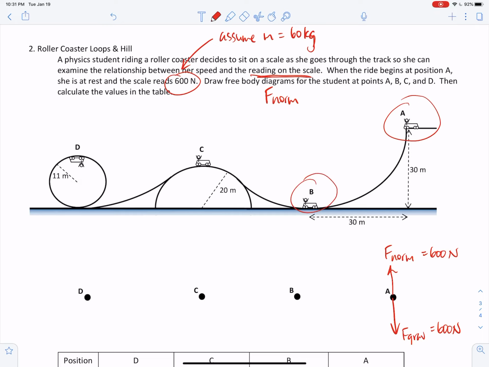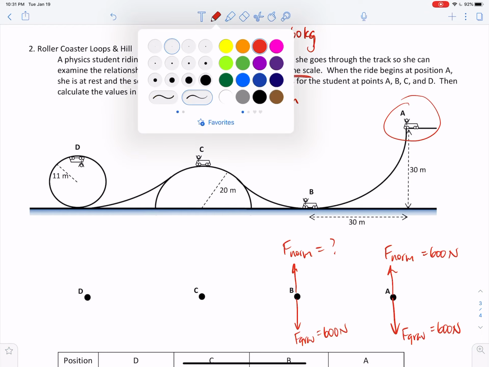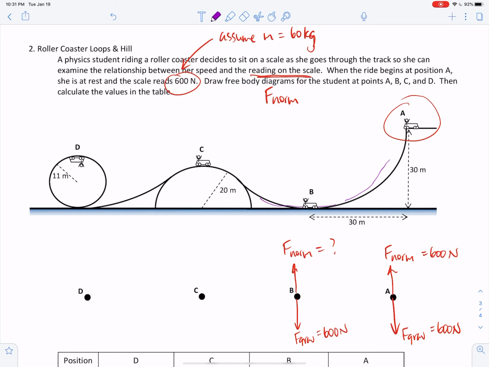All right, as she moves to location B, she now finds herself at the bottom of this big dip. And gravity is still going to pull her down with the same 600 newton force. But now she will experience a different normal force because she is accelerating. And why is she accelerating? Because this is part of a big circle. Can you see this circular path right here?